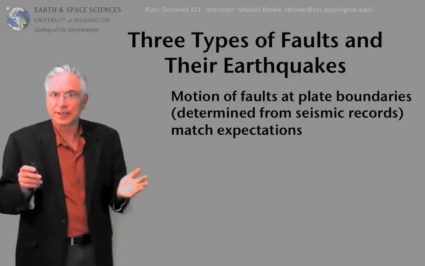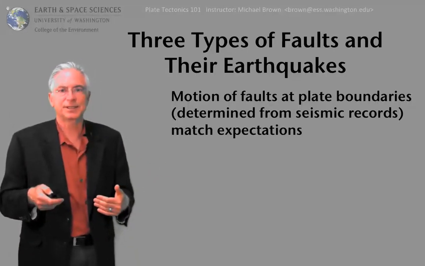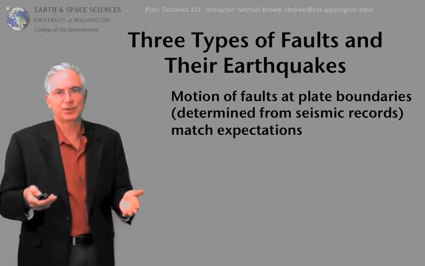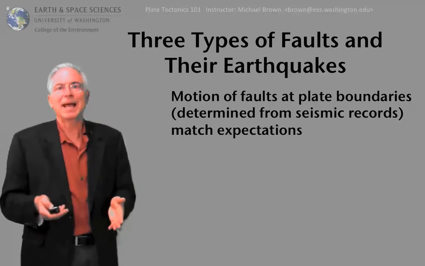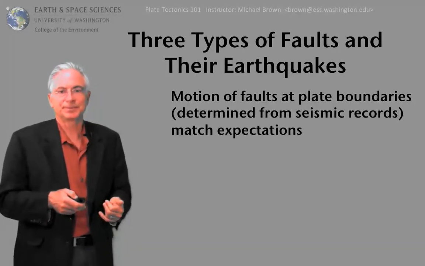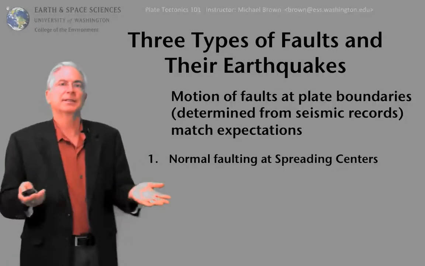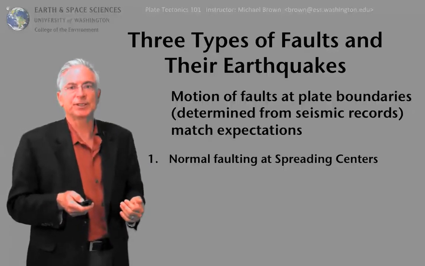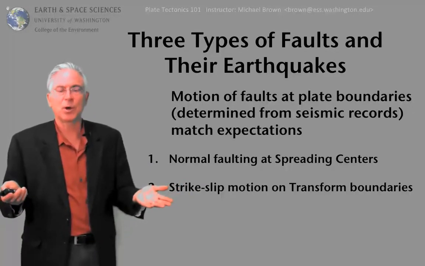And the beautiful thing, this was part of the evidence that supported plate tectonics in the 1960s, is the motion of faults as determined by focal mechanisms on seismic records match the expectations of movements of plate boundaries. So normal faults, that's a pull apart faulting. Those are the kind of earthquakes you see at spreading centers. Strike slip motion, that's the transform faults.